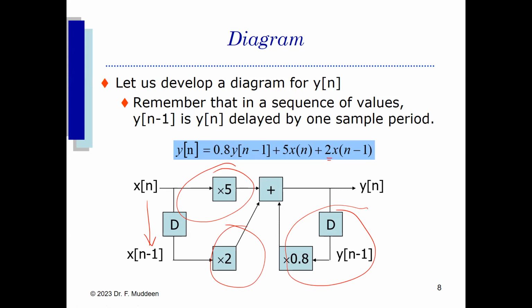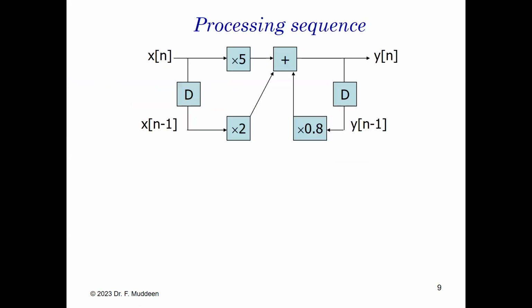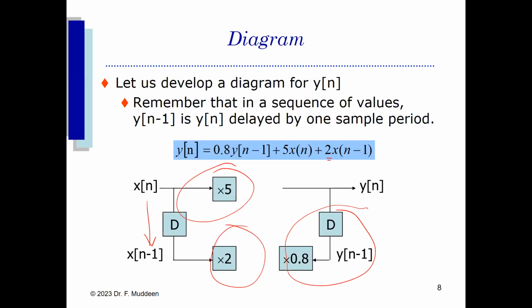So if you plot it out as to how values may be working, you have that diagram that we have in front of you. So the processing sequence would be like this. This is the input and output for a system, right? So we have x[n] coming in here, this has some transfer function, and we have y[n] coming out.